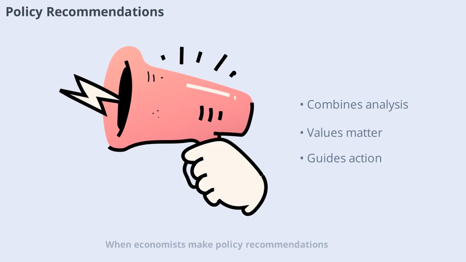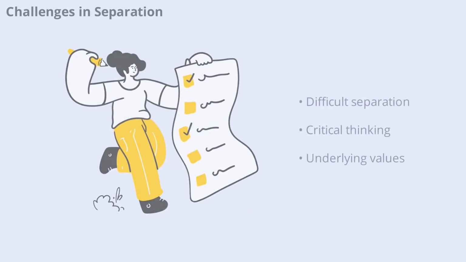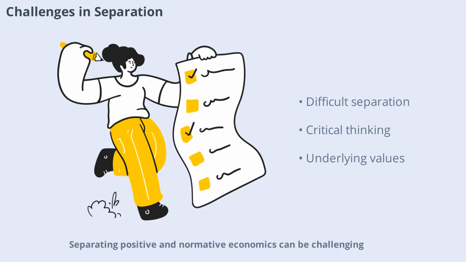When economists make policy recommendations, they often combine positive analysis with normative judgments. For example, they might use data to show the effects of a policy, then recommend action based on values like fairness or efficiency. Separating positive and normative economics can be challenging.